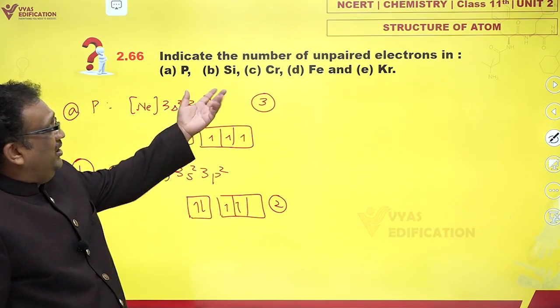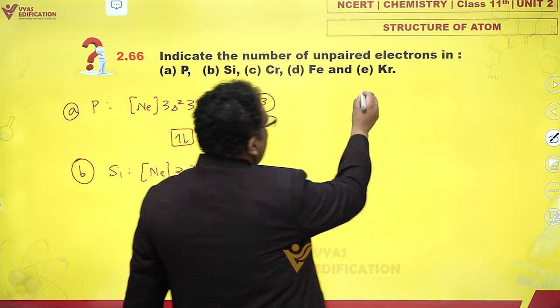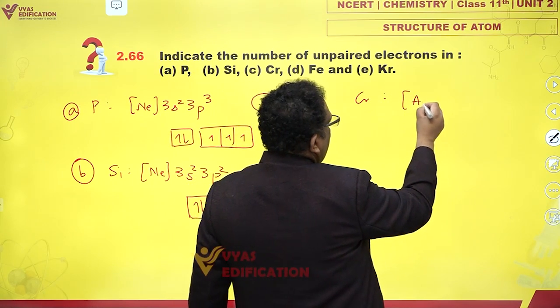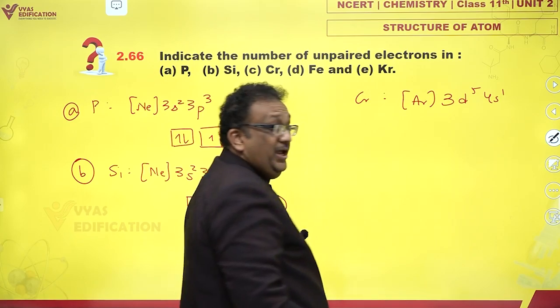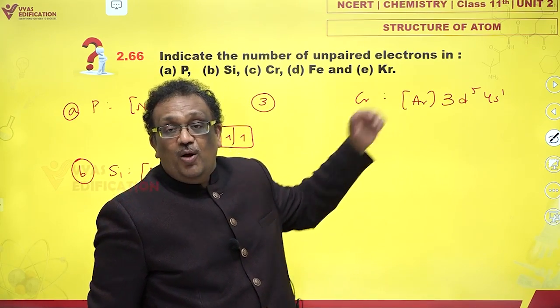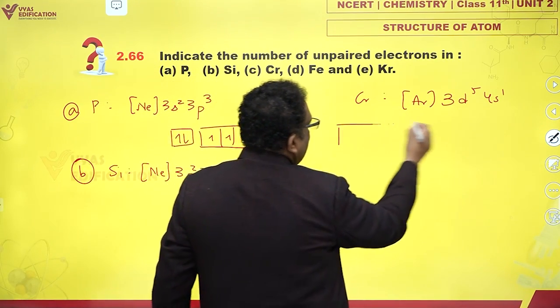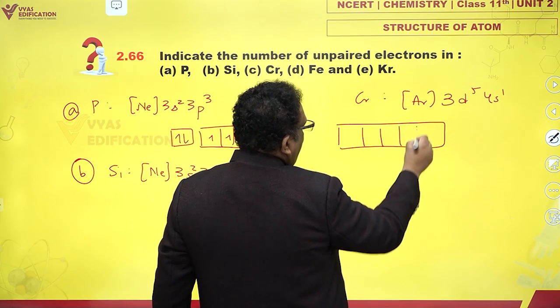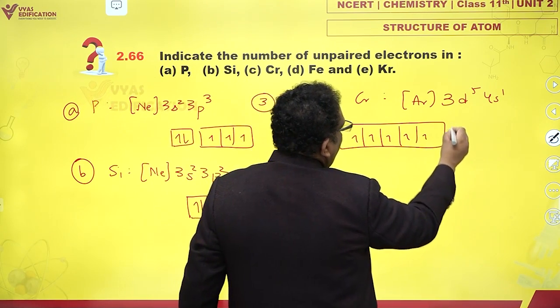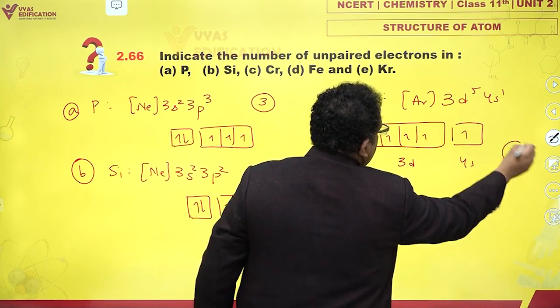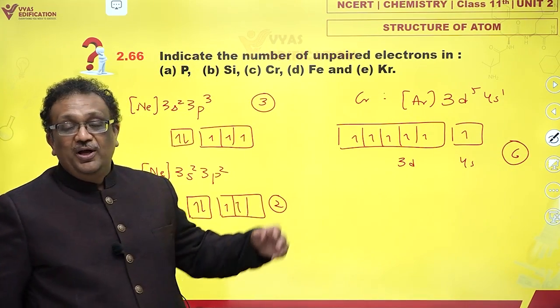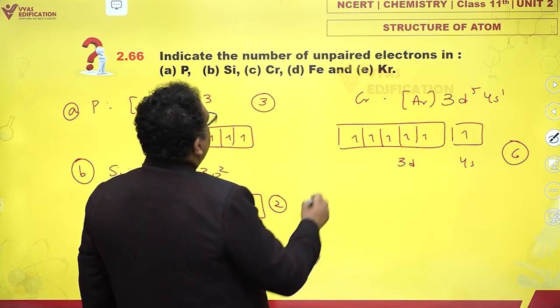That's very simple. What about chromium? Chromium is very interesting. Chromium is argon 3d5 4s1. Why? Extra stability of half-filled d orbital motivates a departure from regularity. 1, 2, 3, 4, 5, 3d, 4s. You have 6 unpaired electrons in chromium.